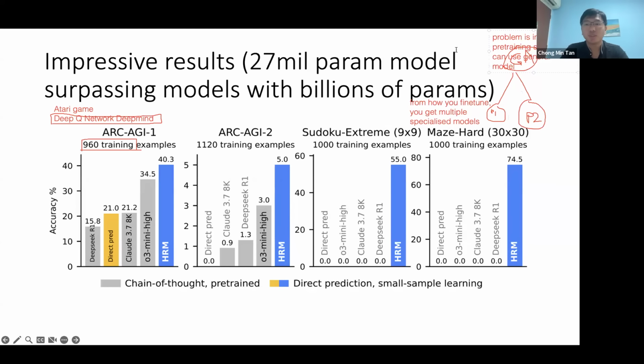So what this shows is that if you fine-tune really well, you can outperform the other models. To me, it's not very clear. Other than this direct prediction thing, because they fine-tune it, it's not clear for all these closed-source models, Claude 3.7, O3 mini high, what will happen if you fine-tune them well. Will these models perform better if given the same fine-tuning data that HRM is given?